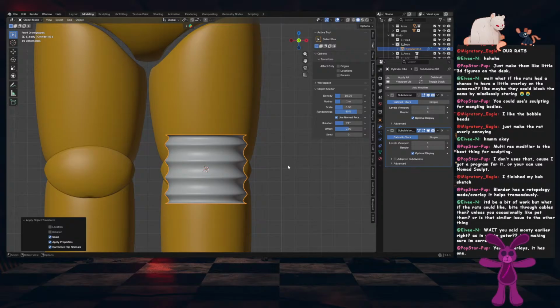Could be a bit of work, but what if the rats could bite through cables then? Unless you occasionally pet them, or is it a similar issue to the other thing? I think if we're going to add the rats, then they would just be sitting on the desk.